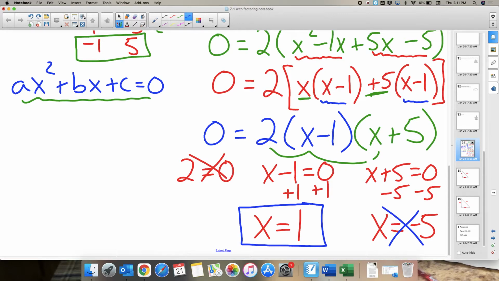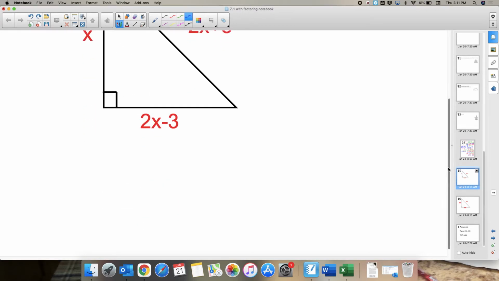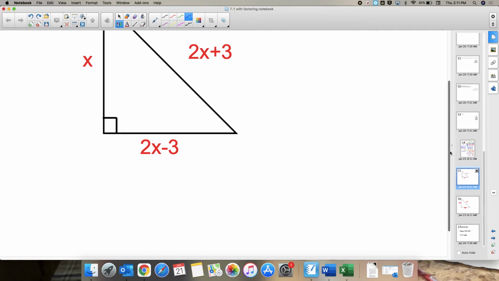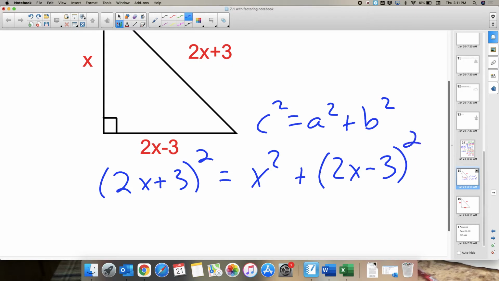We're going to do 2 more of them, and then we are going to get some time to practice on foiling and factoring so we can answer some questions also. Right? In our next one here, we start the same way. We plug into the Pythagorean theorem. If we do that, c squared equals a squared plus b squared. So it is 2x plus 3 squared equals x squared plus 2x minus 3 squared.